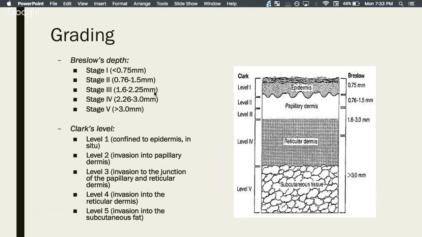In terms of grading them, there are 2 main ways: Breslow's depth and Clark's levels. Clark's levels indicate anatomically where they've spread to, whereas Breslow's depth is measured in millimeters. Breslow's depth has a greater influence on the prognosis.